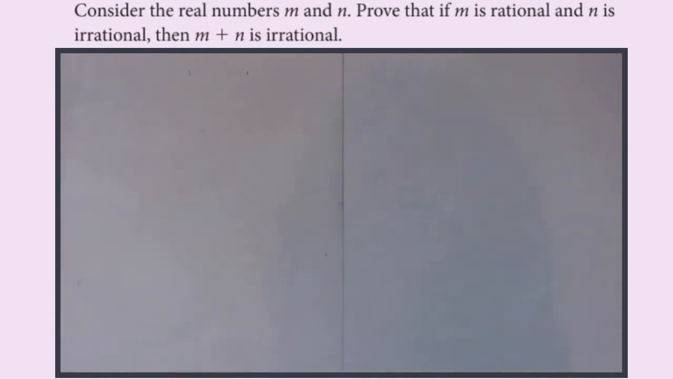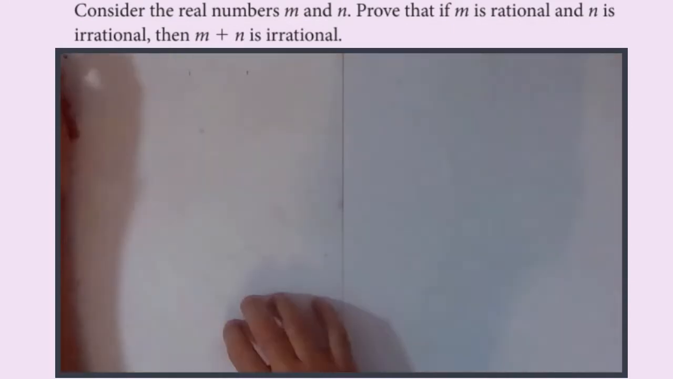So we're going to prove this by contradiction. We suppose that the opposite of the conclusion is true, so the negation of the conclusion. We're going to assume that everything in the setup is the same, but we suppose that m plus n is rational instead of irrational. So we're going to attempt a proof by contradiction.